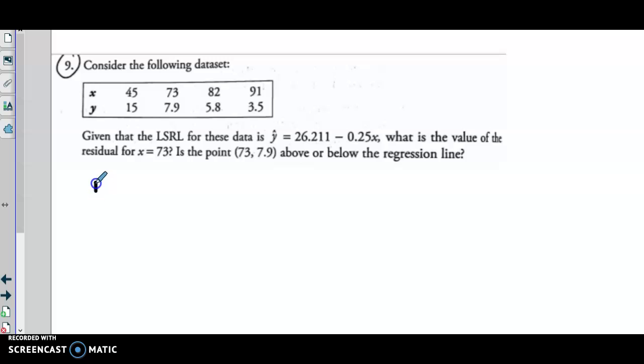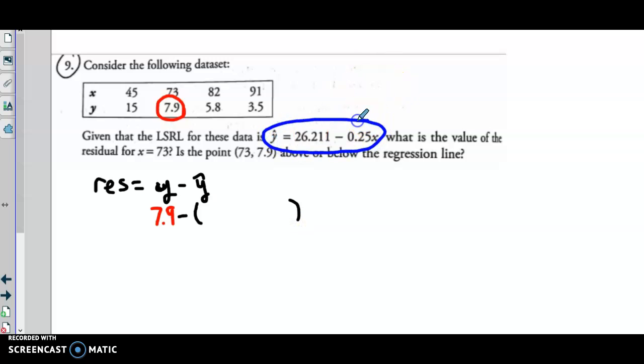Well, remember, a residual is going to be observed minus expected, or observed minus predicted. Or even easier, let me just write y, the actual y, minus y hat. So here's my formula for residual. Well, the y value, I just look at the table. When x is 73, the y value is 7.9. And then to get the predicted, I'm going to have to use the equation. So I'm going to have to put 73 in for x in this equation to find that predicted y.